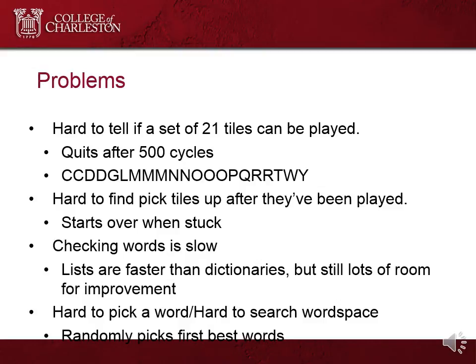First, it is hard to tell if all 21 tiles can be played. As I was developing my program with different test hands, I noticed that some couldn't be solved. I didn't find any papers that might shed light on the matter. For now, I'm assuming that if the program can't solve a hand in 500 cycles, then the hand is impossible to solve, but there's probably a faster way to do this.